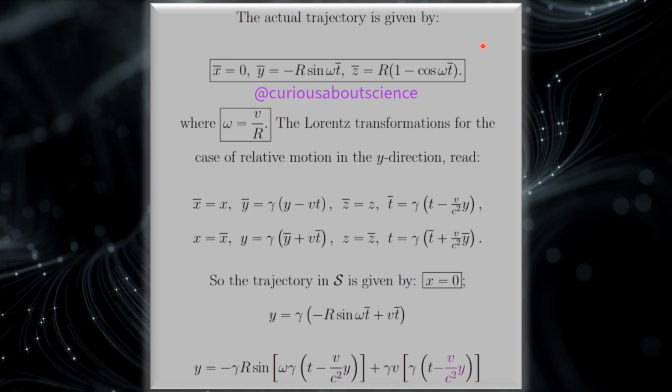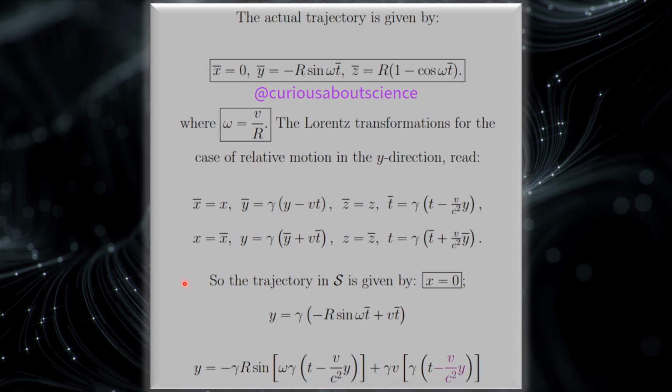So the Lorentz transformations in this case of relative motion in the y direction read. Now we have the forward transformation and the inverse from bar to the original frame. Either way, you have both sets here. Maneuver accordingly and then solve. This is inverse, this is forward.